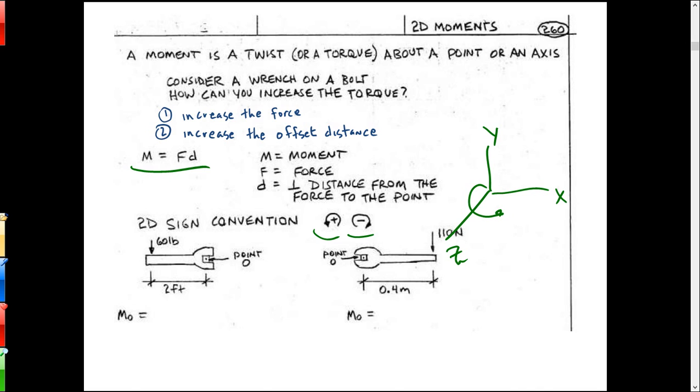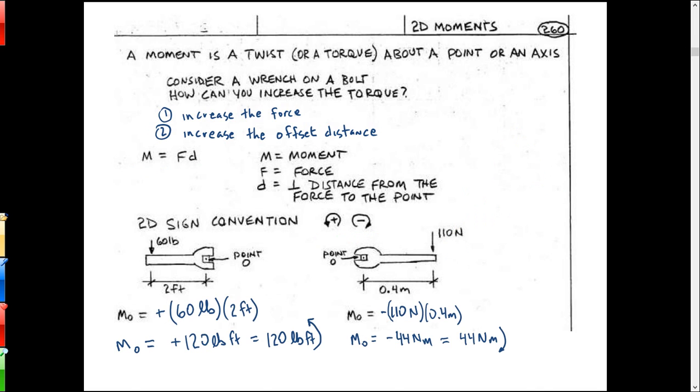And if you curl your fingers from the X towards the Y, you're curling counterclockwise. So that's where this sign convention comes from. It's kind of an application of that three-dimensional right-hand rule to an XY axis, okay? So a positive moment is counterclockwise. Negative moment is clockwise in 2D.